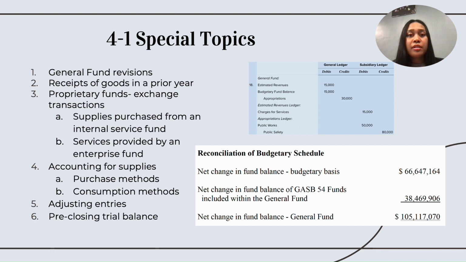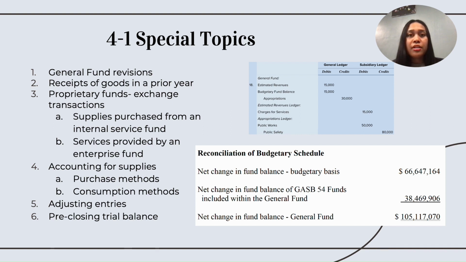4. Accounting for supplies. The government accounts for supplies using two methods, the purchase method and the consumption method. For the purchase method, the expenditure of supplies is the cost of supplies, and the remaining unused supplies is added to inventory. For the consumption method, the expenditure equals the amount of supplies consumed.